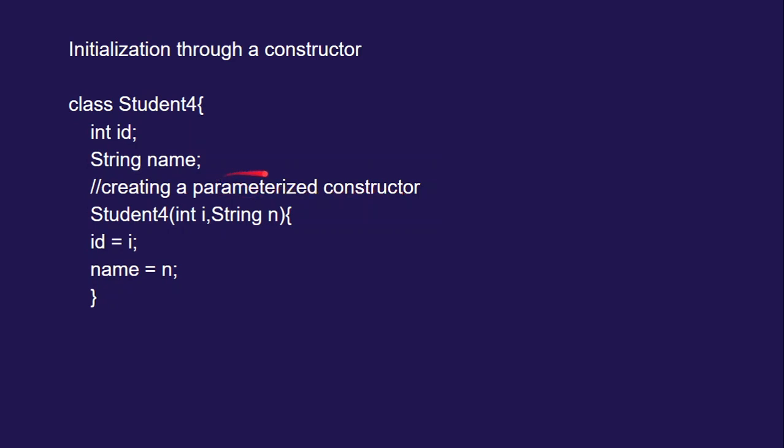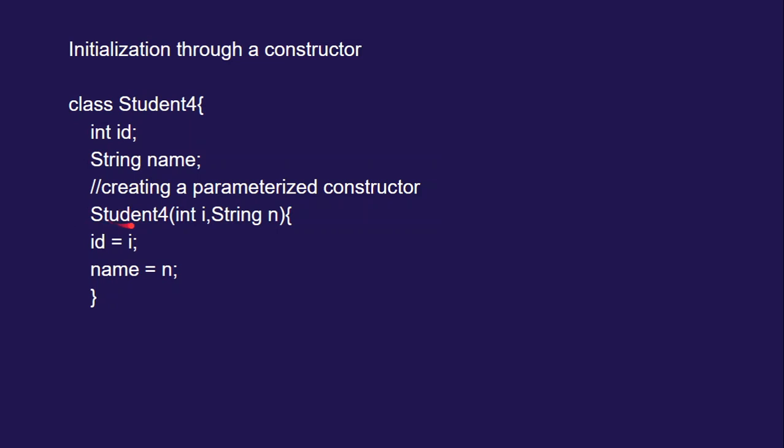So a parameterized constructor carries some data through the constructor function, and then that value will be assigned to the data of the object. You can see here int id and string name. So id and name are the two data here. How is the value brought? Int i and string n. Where has it come from? It has come from the function student4.